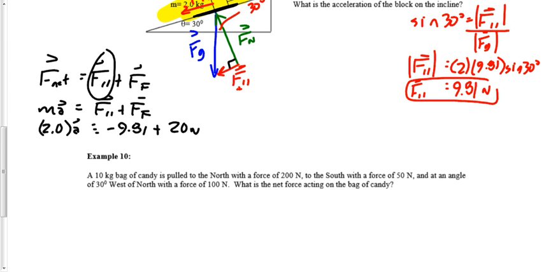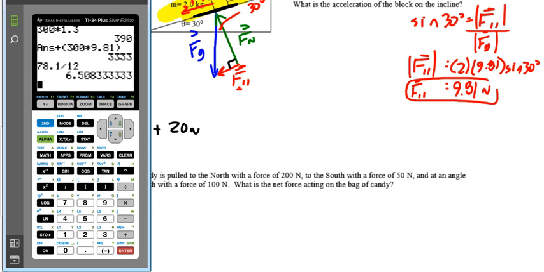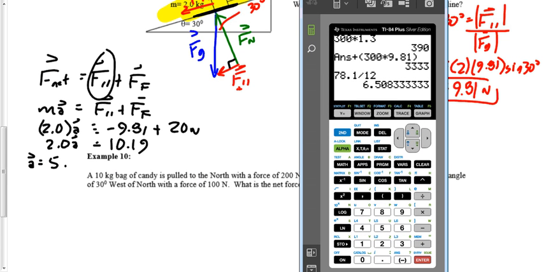All right, negative 9.81 plus 20 is 10.19. 10 divided by 2 is 5 point, what is that? 5.1? Somebody got a number for me there? 10.19 divided by 2 gives me a value of 5.09 or 5.10.